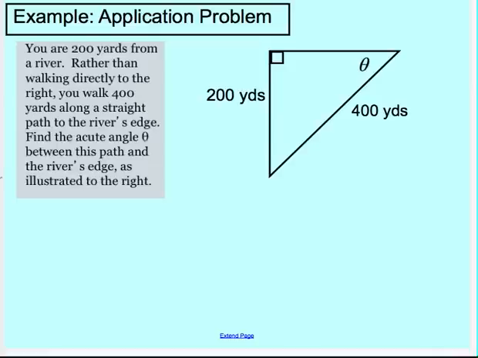And similarly, we have this time another opposite over hypotenuse. So I'm going to stick with my sine function. And in this case, instead of taking the inverse of 200 over 400, I know that simplifies to 1/2. So I'm going to use the sine inverse of 1/2 just to simplify my calculation in my calculator.